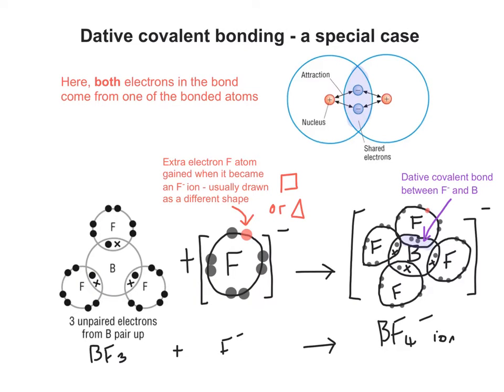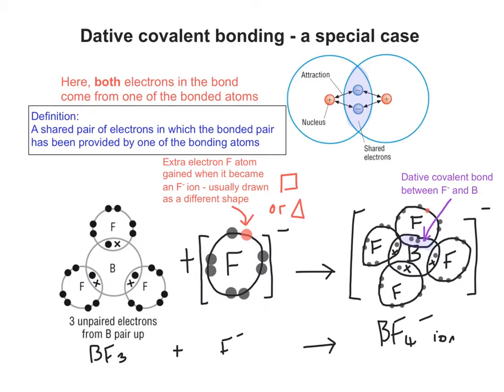So it's also really important to get the correct definition for dative covalent bonding down, which is a shared pair of electrons in which the bonded pair has been provided by one of the bonding atoms. So you might want to get that down on a flashcard if you haven't done so already, because they may well ask you about this in an examination.